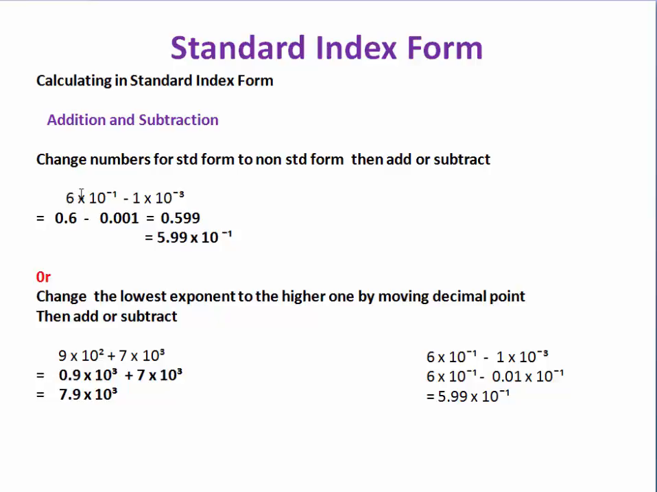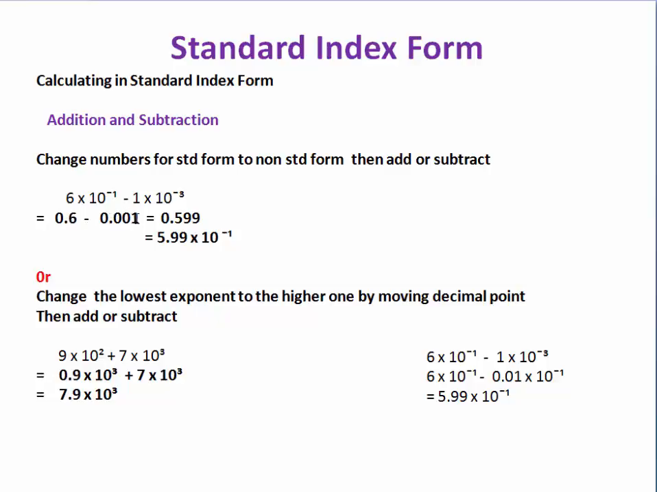So 6 multiplied by 10 to the minus 1 is 0.6. Remember, minus 1, we're moving the decimal point left one place. Minus 1 times 10 to the minus 3. Remember, minus 3, we're moving the decimal point, which is here next to the 1, 3 places. 1, 2, 3. So like here we go, 1, 2, 3. So it becomes 0.001.